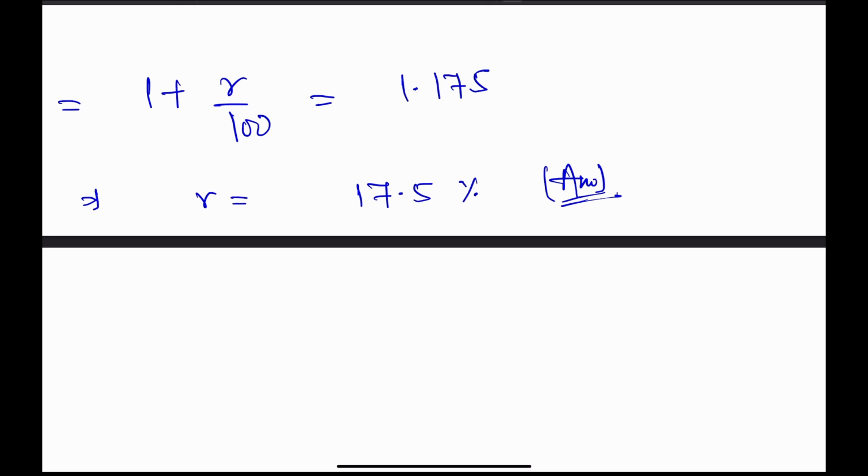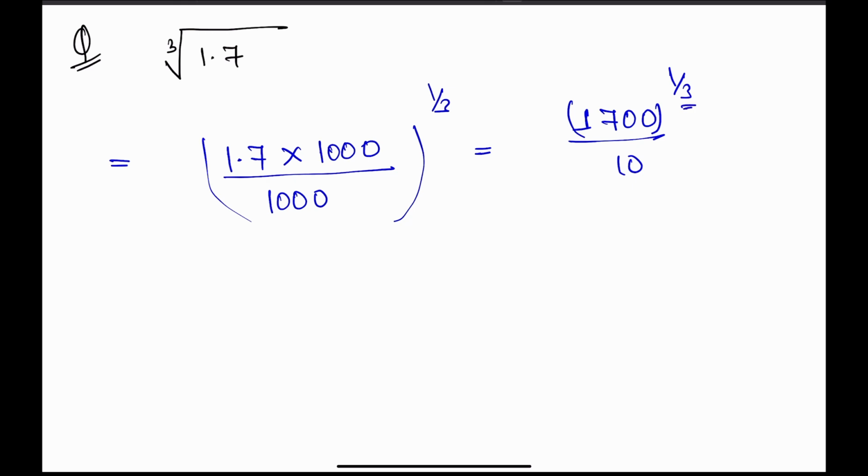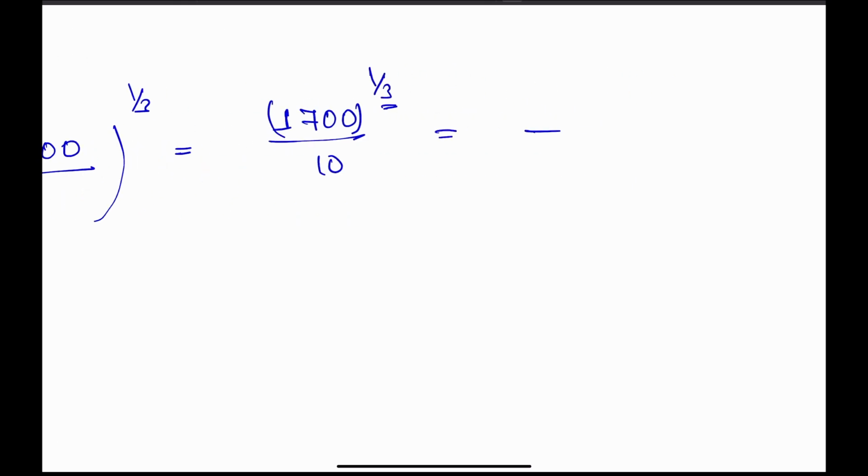So let's try to solve one more question of the same kind. Let's try to find out the value of cube root of 1.7. See how small it is, but again we will use our same trick. 1.7 into 1000 divided by 1000 to the power 1 by 3. So it will be 1700 by 10. Only this 1700 to the power 1 by 3 we need to find, and then we will just replace. Okay, divided by 10, whatever is the value will be our answer.